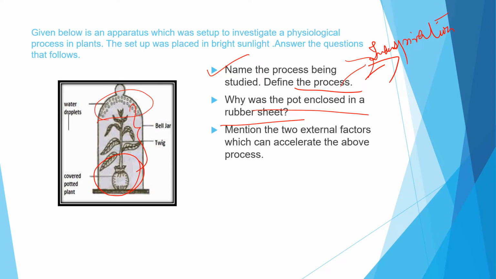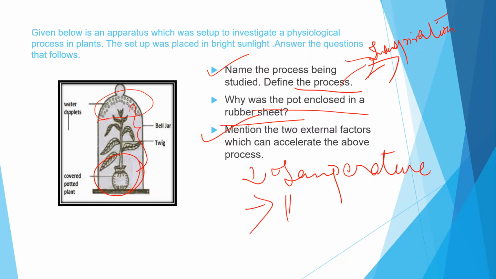Now mention the two external factors which can accelerate the above process. The two factors which accelerate transpiration: first is temperature. The more the temperature, the more the rate of transpiration. Next is humidity. If the humidity is high, then the water loss from the aerial parts will be reduced. So humidity is inversely proportional to transpiration. When the humidity reduces, the rate of transpiration increases, and high humidity decreases the rate of transpiration. So this is all for this experimental setup. Let us move on to the next one.